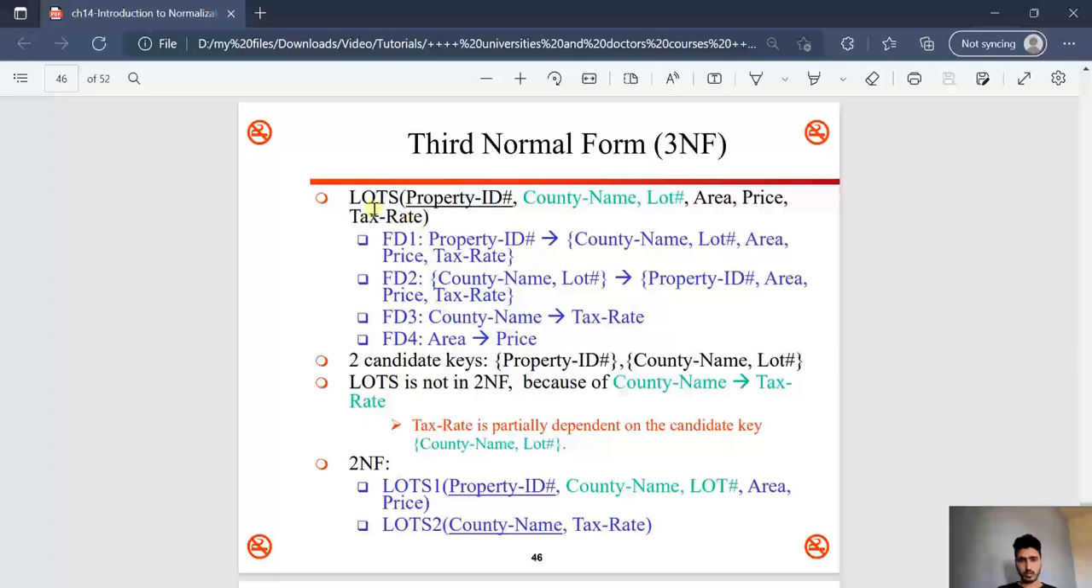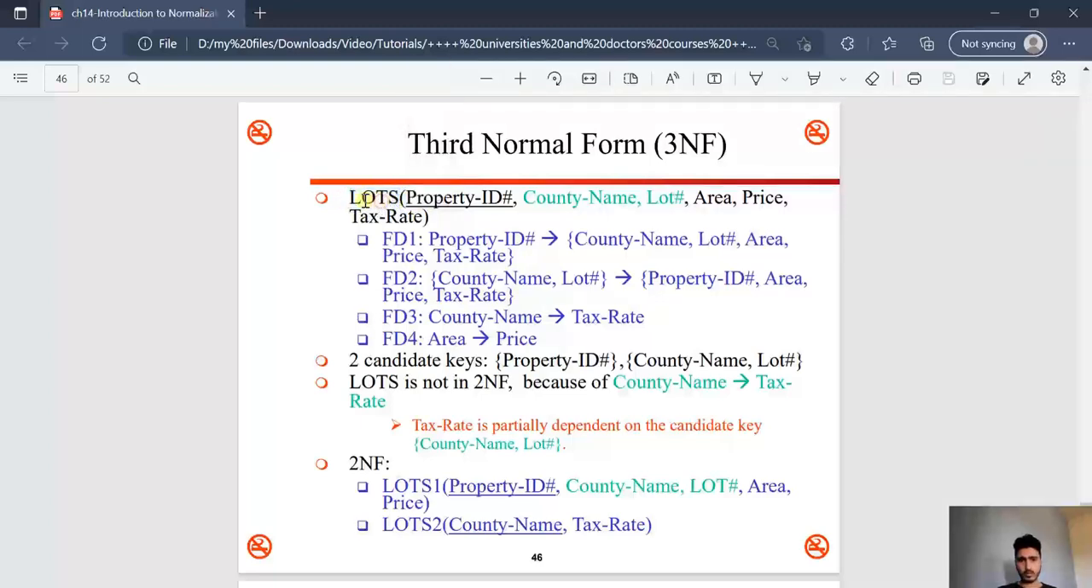Okay, first of all, I need to know whether this schema or relation is in 1NF. 1NF tells us that in order for a relation to be in 1NF, all the attributes should have atomic and single values. And all the attributes here are single or atomic values. Okay, then lots is in 1NF.